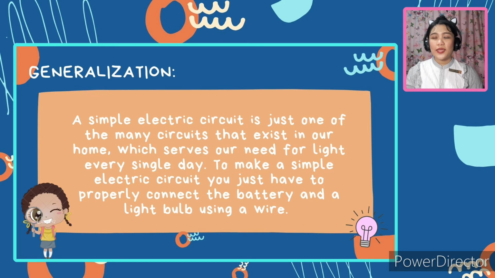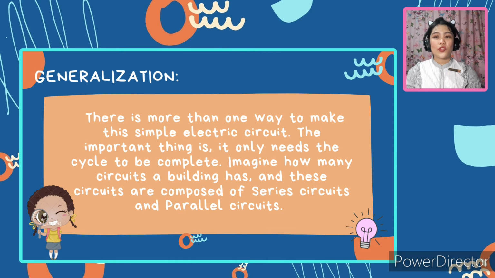To make a simple electric circuit, you just have to properly connect the battery and the light bulb using a wire. There is more than one way to make this simple electric circuit. The important thing is, it only needs a cycle to be complete. Imagine how many circuits a building has, and these circuits are composed of series and parallel circuits.